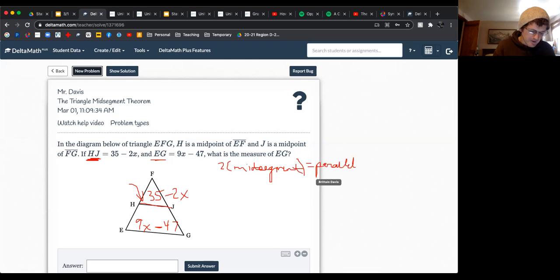And notice I've written this now like 3 times. I just want you guys to understand that this is the calculation that you need to do. It's not that difficult. I don't want to make it sound easy. What I mean is, if you know this, it's just 2 times the mid-segment, okay? So I'm going to do 2 times 35 minus 2x equals 9x minus 47.